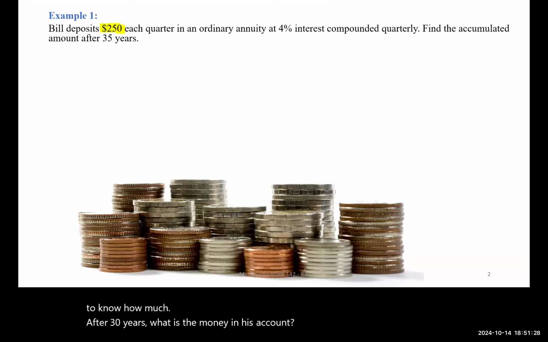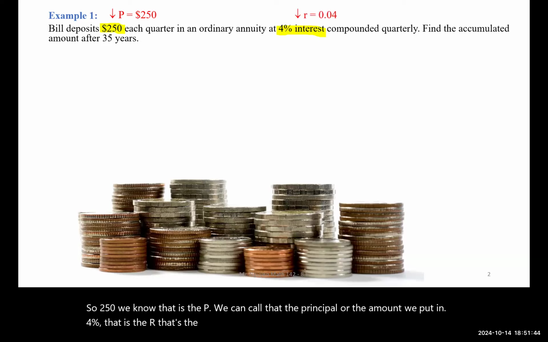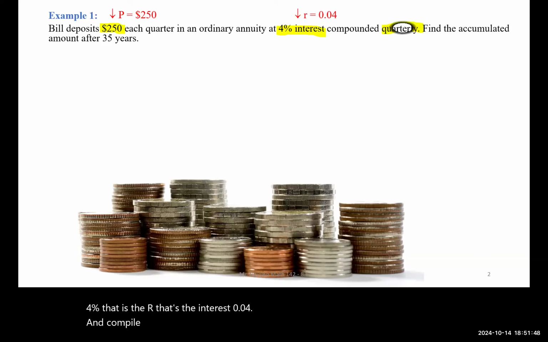So 250, we know that is the P. We can call that the principal, or the amount we put in. 4% is the R, the interest, 0.04. And compounded quarterly means N equals 4. And the last one is T, 30 years.